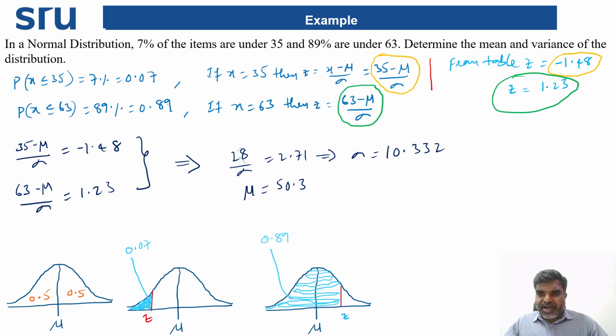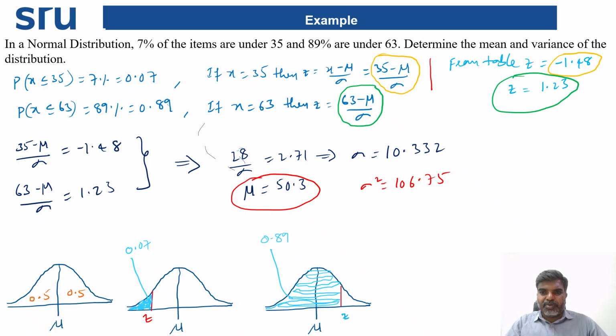Determine mean and variance of the distribution. So finally we got mean equal to 50.3, but your sigma is the standard deviation. We need variance. So what is the variance here? Variance equals sigma square. So sigma square equals, what is the answer? By squaring it, you will get 106.75.